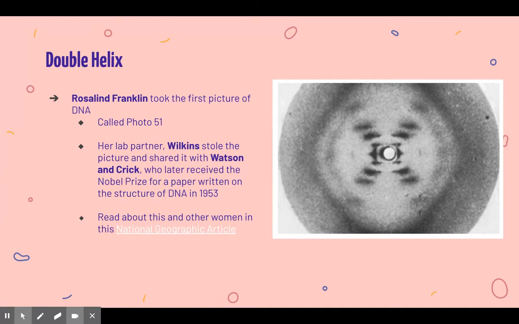this double helix. So Rosalind Franklin is a woman who took the first picture of DNA. She was the first person, the first woman to look at DNA and look at its structure, find its components, and she took a picture of it with a very strong microscope. This photo is called Photo 51, and it's right here.